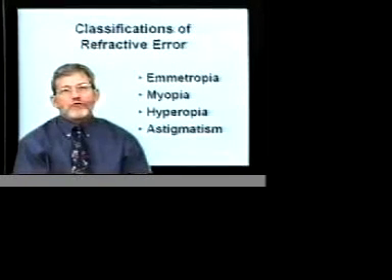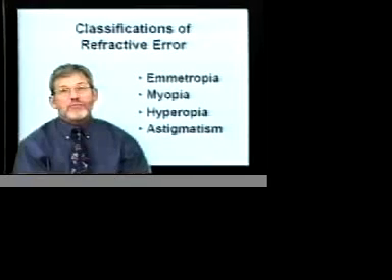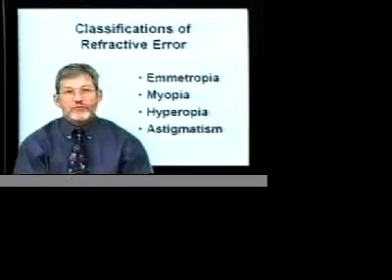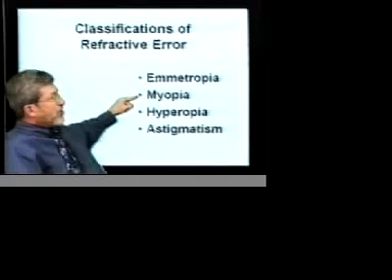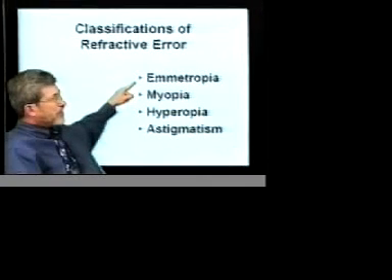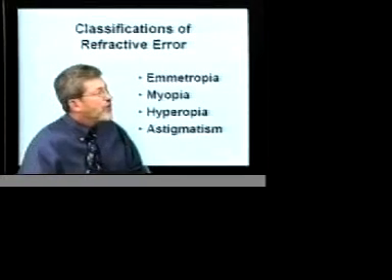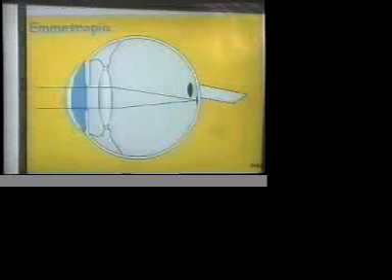Now, there are four types of refractive errors, refraction meaning bending. They are emmetropia, myopia, hyperopia, and astigmatism. Emmetropia is spelled E-M-M-E-T-R-O-P-I-A. And we're going to begin with emmetropia.